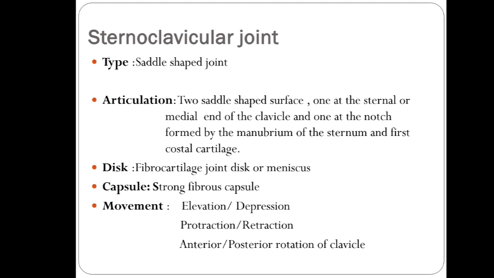The articulation is between two saddle shaped surfaces, one at the sternal or medial end of the clavicle and one at the notch formed by the manubrium of the sternum and the first costal cartilage. There is a disc known as the fibrocartilaginous joint disc or meniscus. There is a strong fibrous capsule, and the movements available are elevation, depression, protraction, retraction, and anterior and posterior rotation of the clavicle.